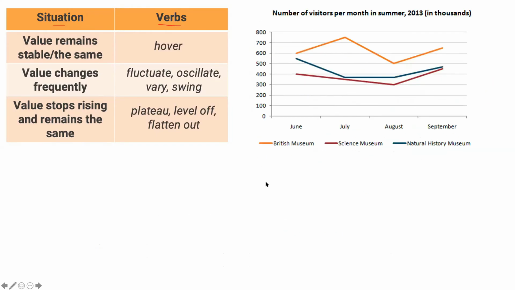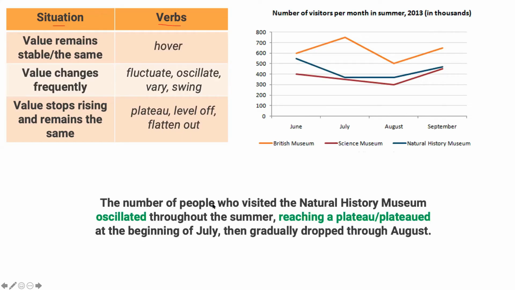Next, we see a different example, and this is looking at number of visitors per month in the various museums. Here we can say the number of people who visited the Natural History Museum, so that's blue, oscillated throughout the summer, reaching a plateau or plateaued at the beginning of July, then gradually dropped through August. But the most important thing is that you see reaching a plateau or plateaued at. So keep these two words in mind. Reaching, just like you see reaching a peak, like we looked at earlier, reaching is a great verb for plateau.